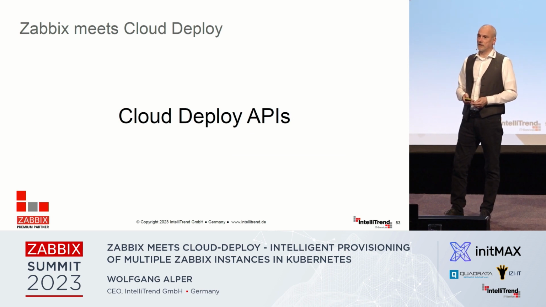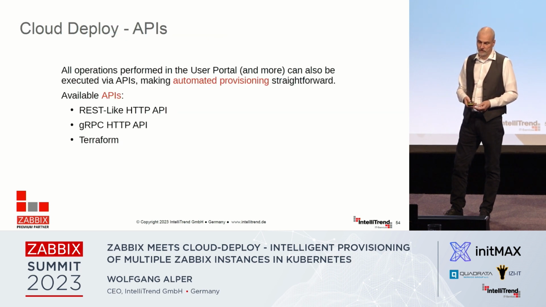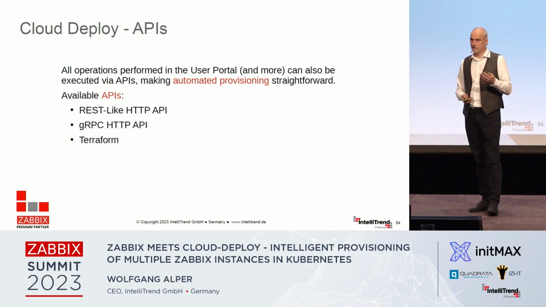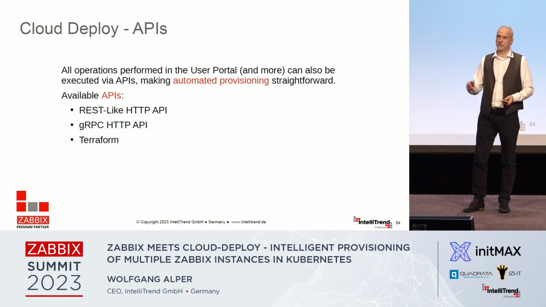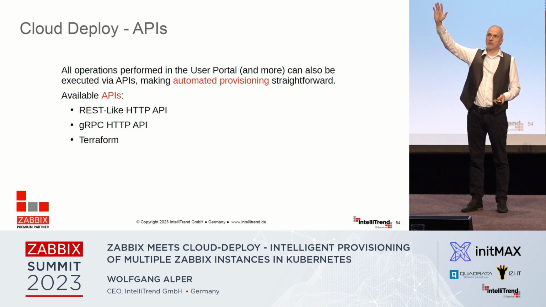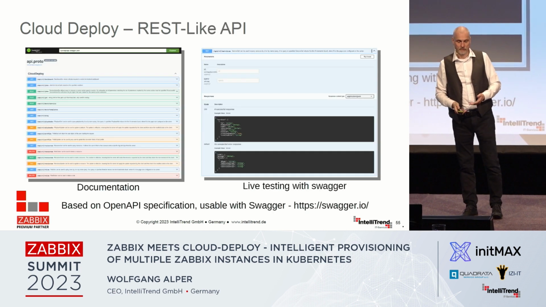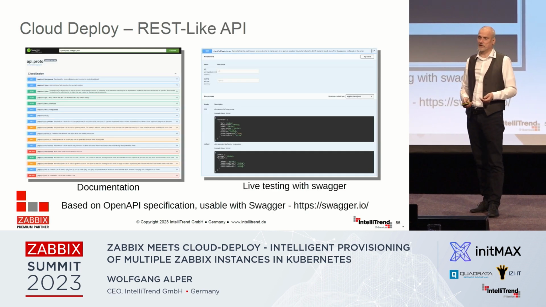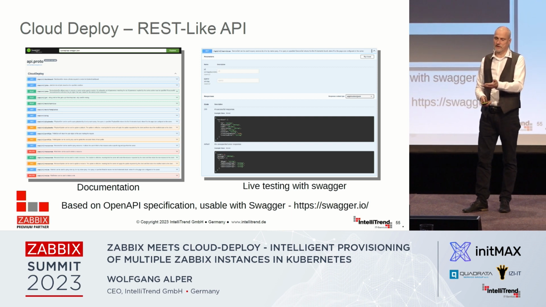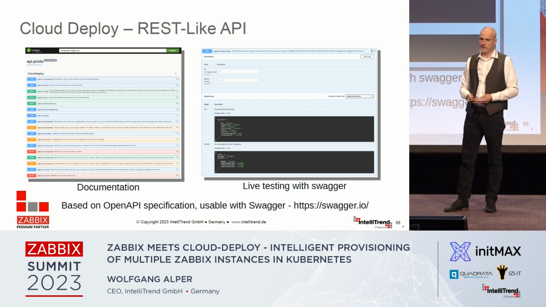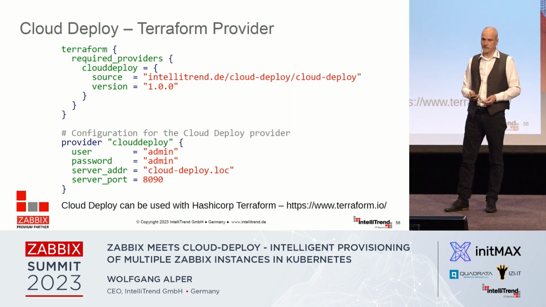I mentioned on the internals of Cloud Deploy that we also have APIs available. In fact, we have a REST-like HTTP API, we have a gRPC API, and we have a Terraform provider. May I ask, just out of curiosity, does anyone know Terraform or has used it? Okay, a couple of people, great. So this is the documentation for the REST-like API. We are using the OpenAPI specification, which, for example, allows you to use tools like Swagger to immediately play with the API. So it's not just documented, you can try it out with data structures.